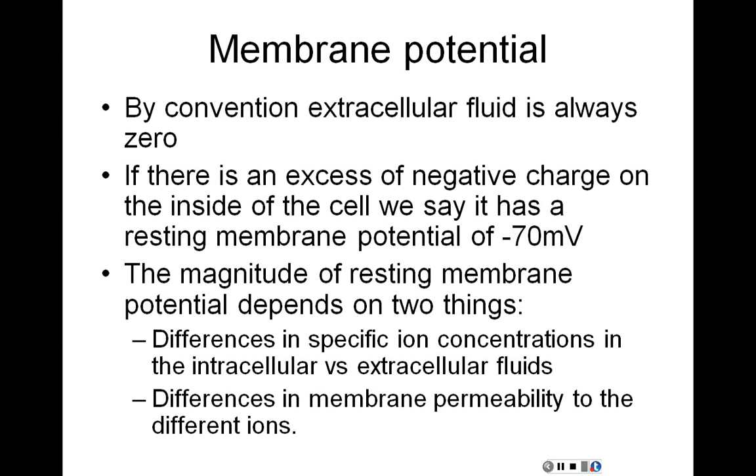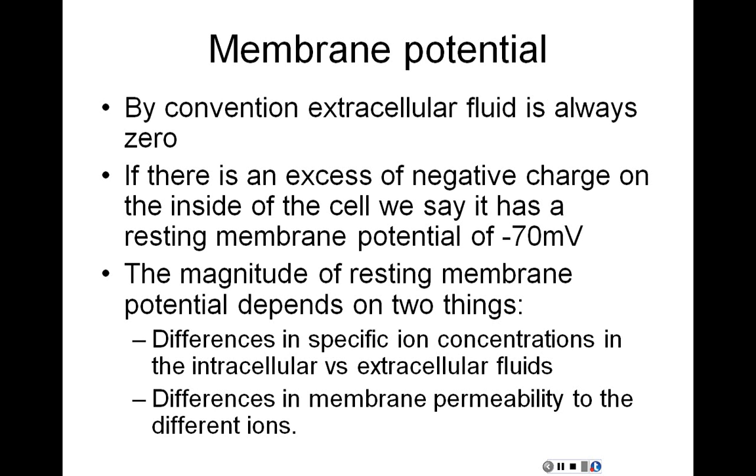When a cell is at rest, there is an excess of negative charge on the inside of the cell. The outside is zero, there's lots of negative charge on the inside, so we say that most cells have an average resting membrane potential of negative 70 millivolts. The magnitude, how negative that charge is, depends on two things: differences in ion concentrations, intracellular and extracellular, and differences in membrane permeability. So if it's negative 70 on the inside and we start to put more negative ions on the inside, that's the first one.